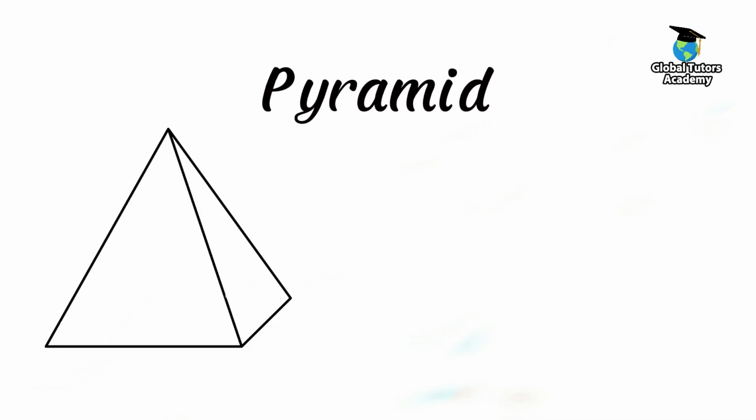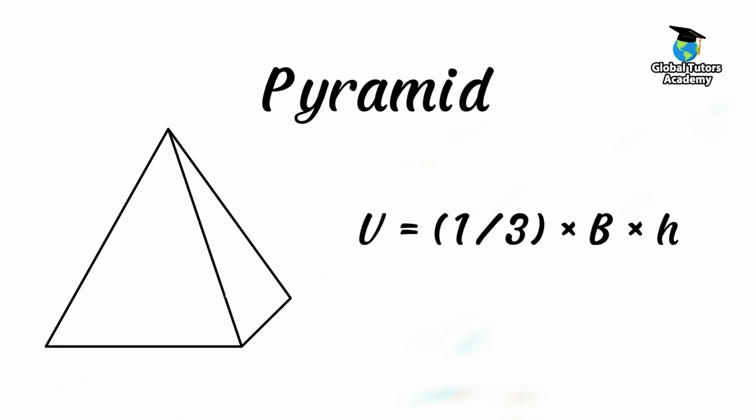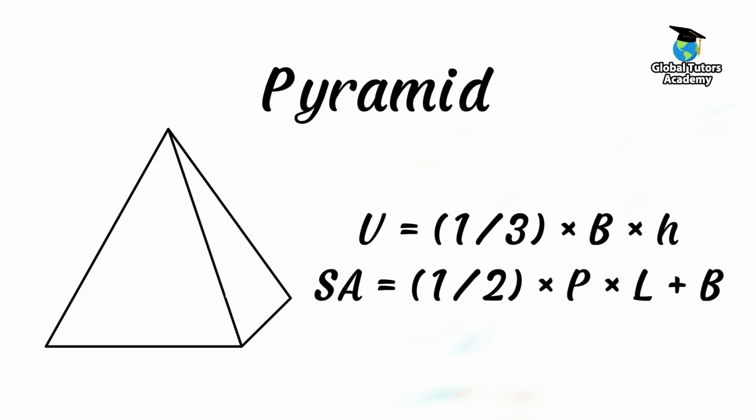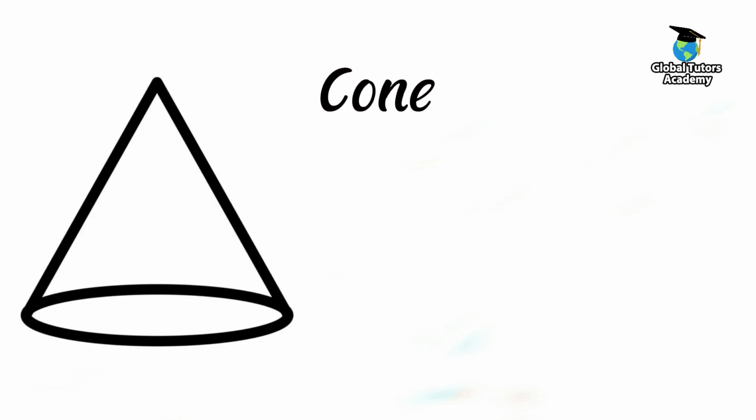Are you ready? A pyramid has a polygon base and meets at a point on top. To find the volume, where B is the area of the base, and H is the vertical height. For surface area, P is the perimeter of the base, L is the slant height, and B again is the base area. A cone is like a circular pyramid.